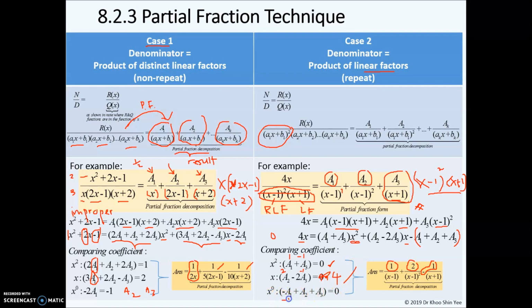Lastly, you have negative 1 plus 2 minus 1, which is 0. That is correct as well. So this is partial fraction for the linear factor case. Let's move to the next case.